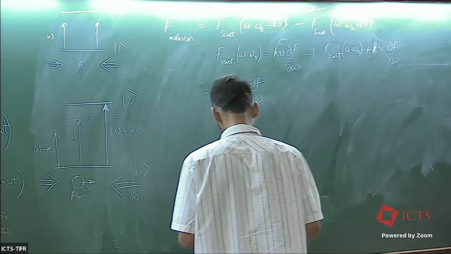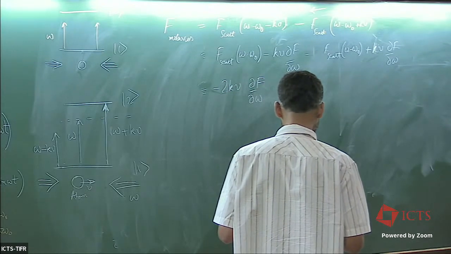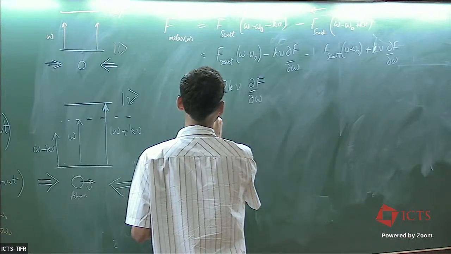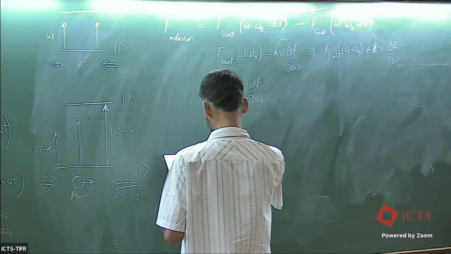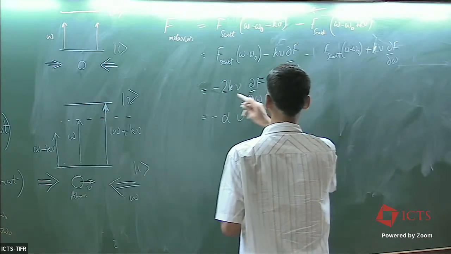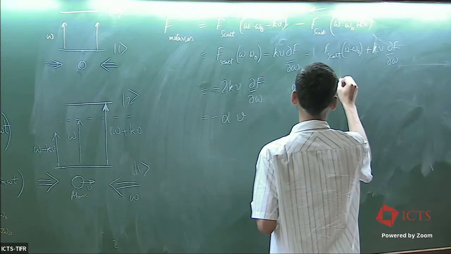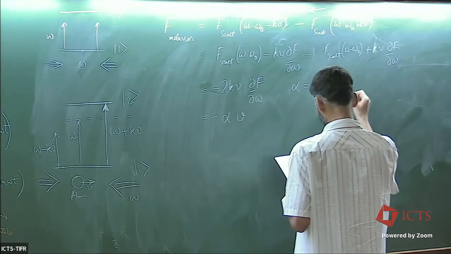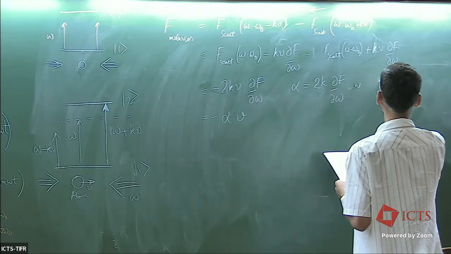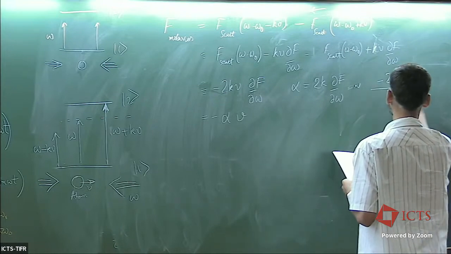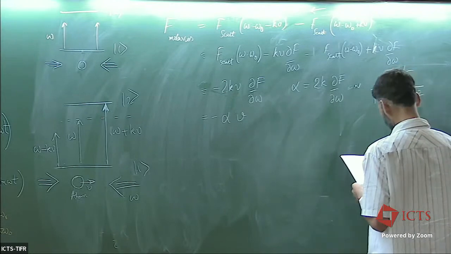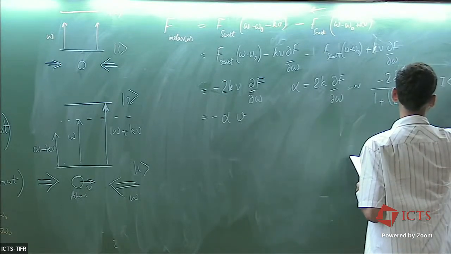And if you put all the expressions over there, see there is a V here. So let's call this equal to minus alpha V, where alpha is the rest of the thing, so 2 k del F del omega. And if you do the math for small intensities, this will be something like, with some constant, minus 2 delta by gamma divided by 1 plus twice delta by gamma, whole square. This is for small intensities.